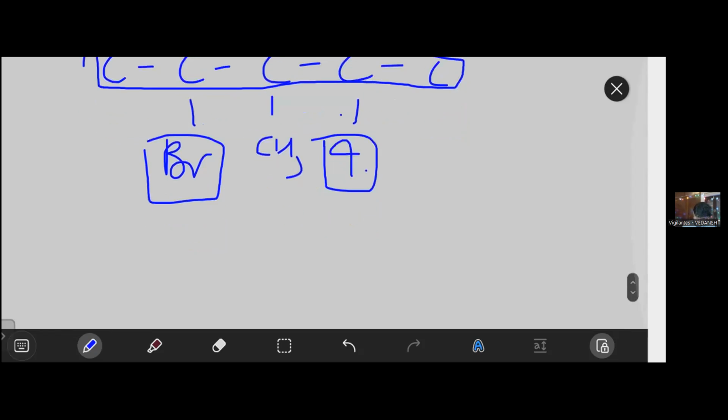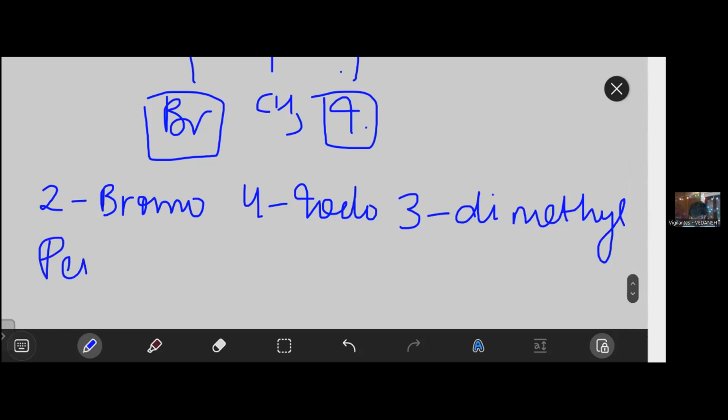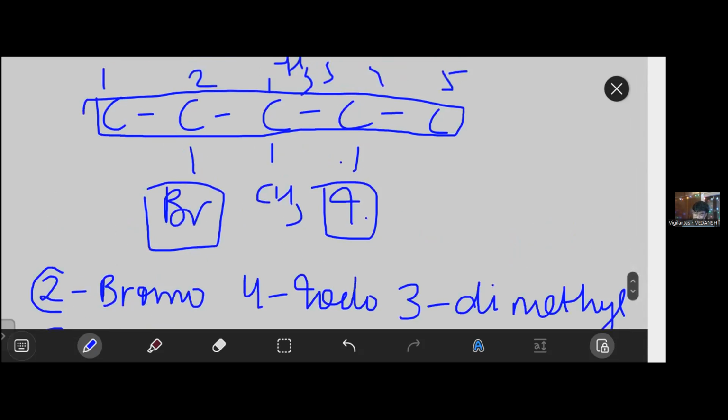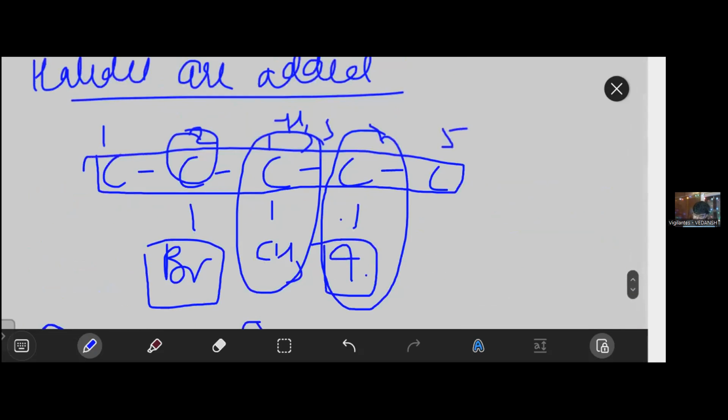So you got 2 bromo, 4 iodo, 3 dimethyl pentane. Correct? Let us check. The position of bromo is 2, correct. The position of iodo is 4, correct. The position of dimethyls is 3, correct. Then the parent chain is pentane. Let us see, yes it is pentane, so it is correct.